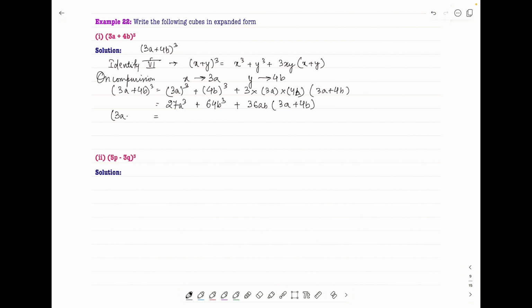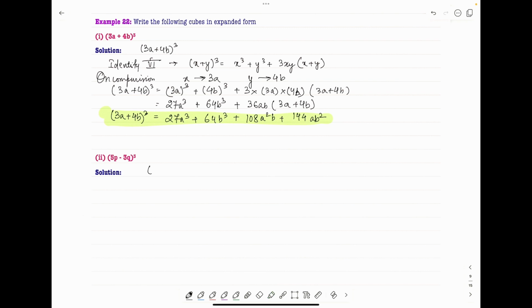On multiplication I would get (3a plus 4b) whole cube is 27a cube plus 64b cube plus 36 into 3 is 108, ab into a is a square b, so 108a square b. Similarly 36 into 4 is 144, ab into b is ab square, so 144ab square. So this is the expanded form of (3a plus 4b) whole cube.